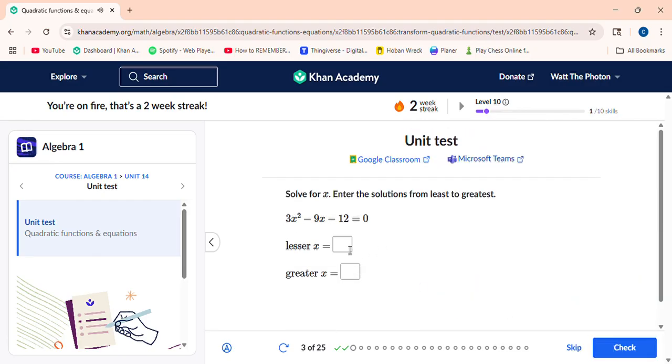Solve for x. Solve for x from least degree. This is 3x squared minus 9x minus 12 equals 0. So divide each side by 3. x squared minus 3x minus 4.